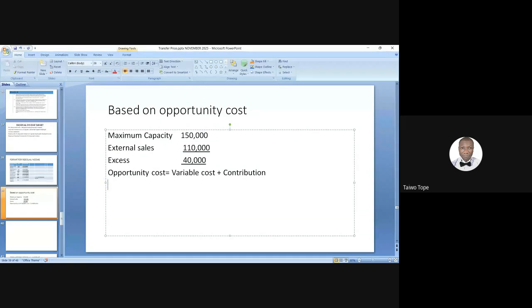Now, in this question, opportunity cost of 40,000 will be what? What is Division X sacrificing to give 40,000 units to Division Y? What is that thing they are sacrificing? Is there anything they are sacrificing? No, sir. Very good. No. So what is the variable cost in the question? 22,000. The variable cost is 22,000.